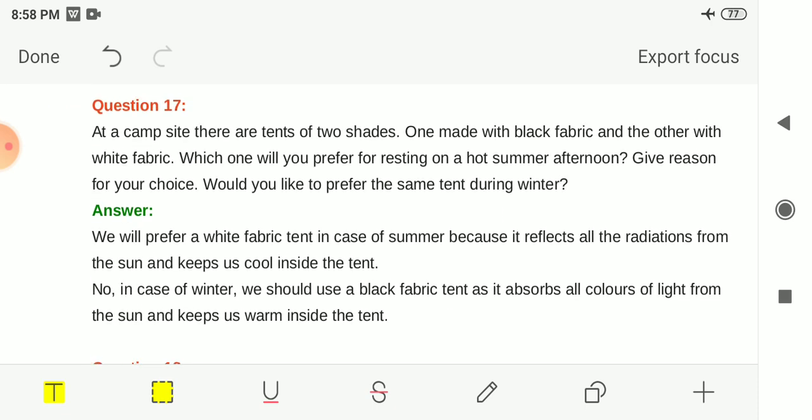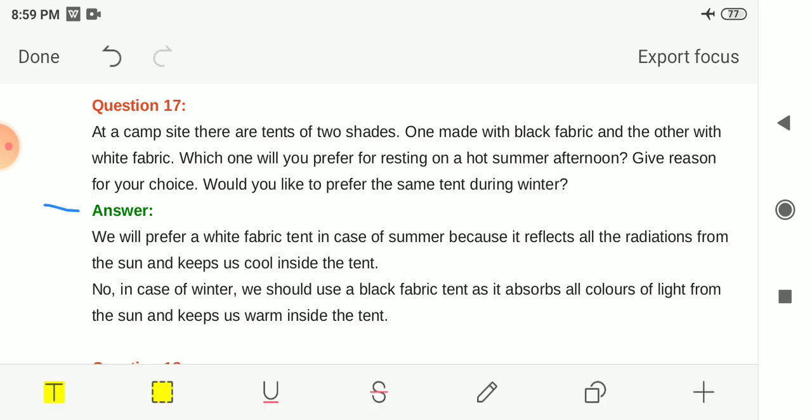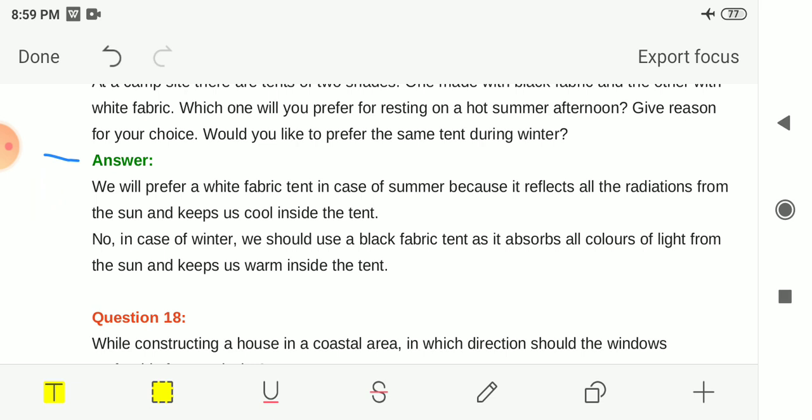Next, 17 number. So at a campsite, there are tents of two shades, one made with black fabric and the other with the white fabric. So which one will you prefer for resting on a hot summer afternoon, and give the reason for your choice? And would you like to prefer the same tent during the winter season? So this is based on the dark colors and light colors.